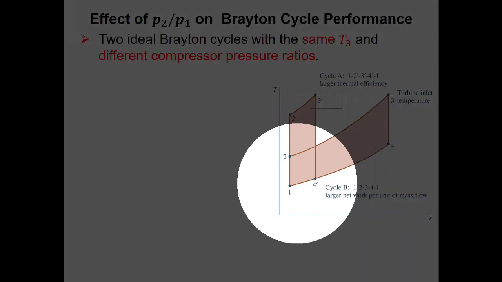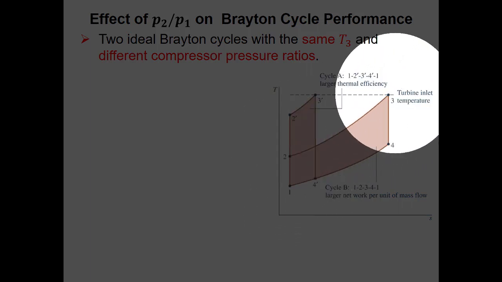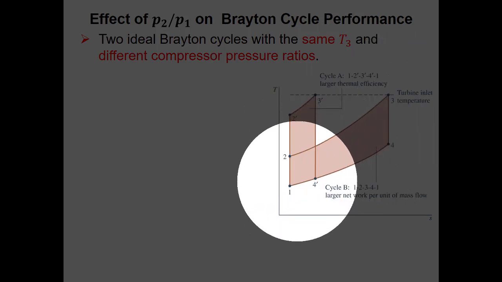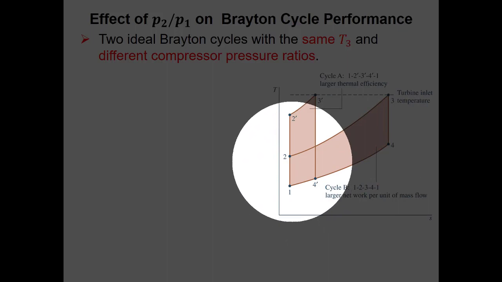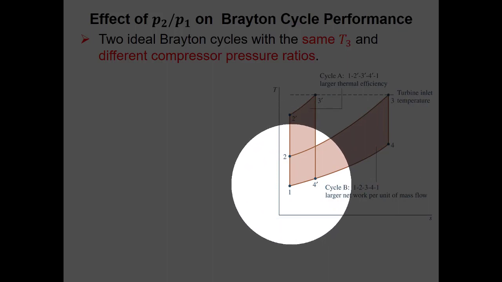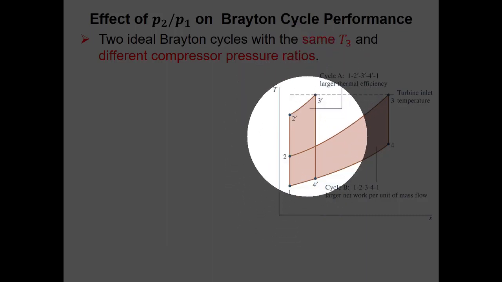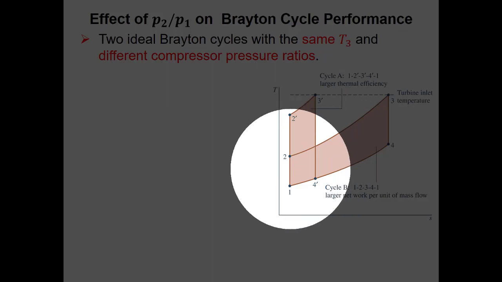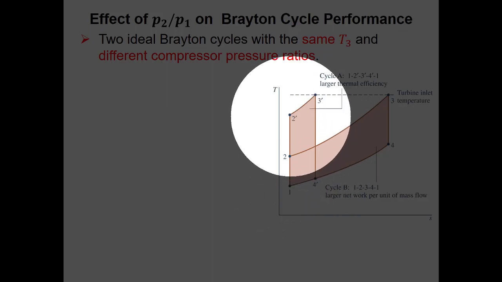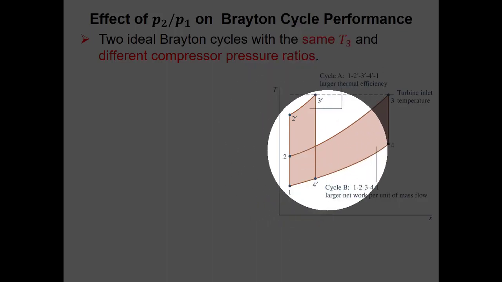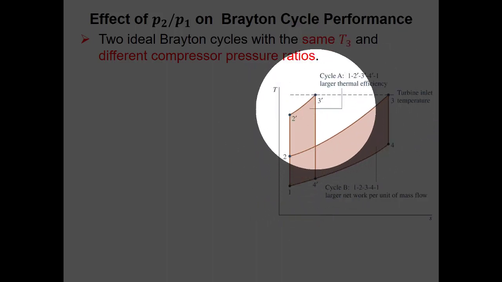So if we go between state 1, state 2, state 3, and state 4, here we have a lower compressor pressure ratio than if we go from 1 to 2 prime to 3 prime down to 4 prime, right? Because here we're adding more pressure, right? Because these constant pressure lines move up as we increase the pressure.